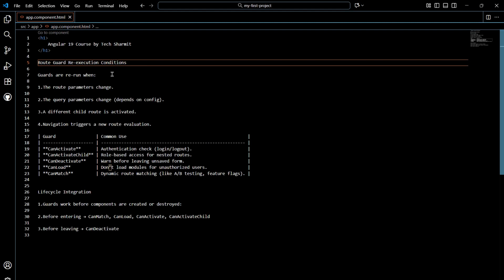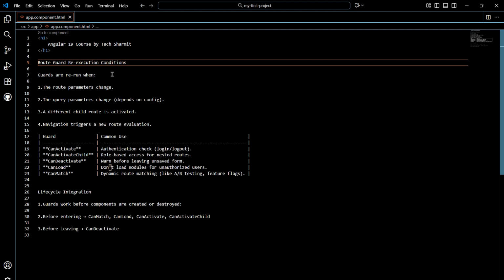The first condition is route parameter change. So whenever there is any change in the parameters of the route, then in those situations re-execution will be performed from the route guard. So this is the first thing, that when the route parameters are changed, then it will be re-executed.